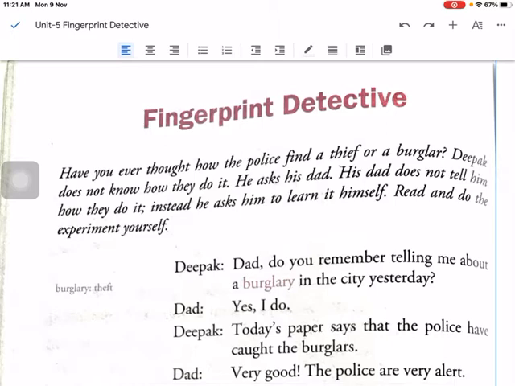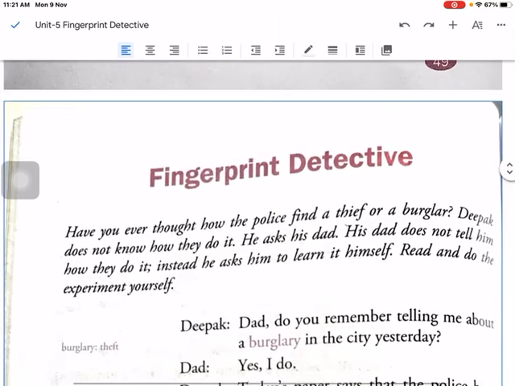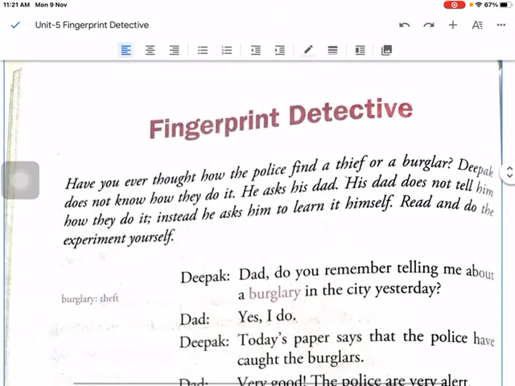Today in our English class we are going to start Unit 5, that is Fingerprint Detective. Okay, what is the name of our unit? That is Unit 5, Fingerprint Detective. So let us read line by line and try to understand.